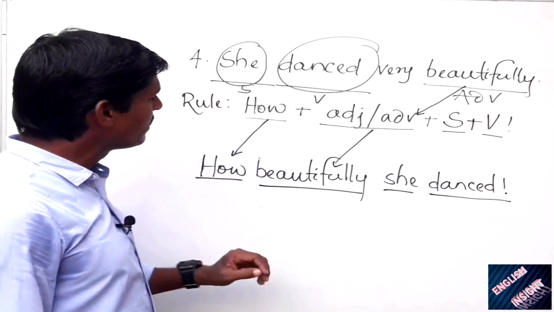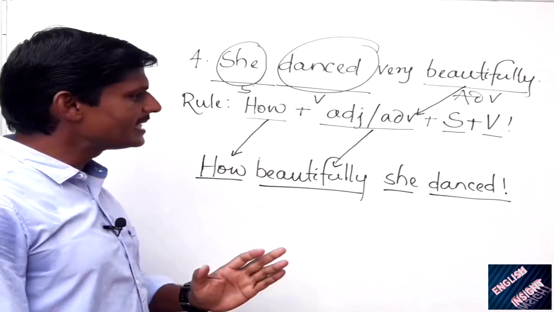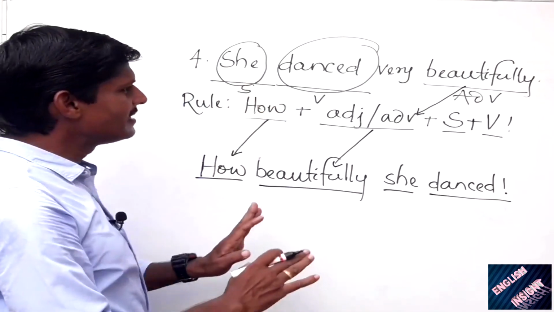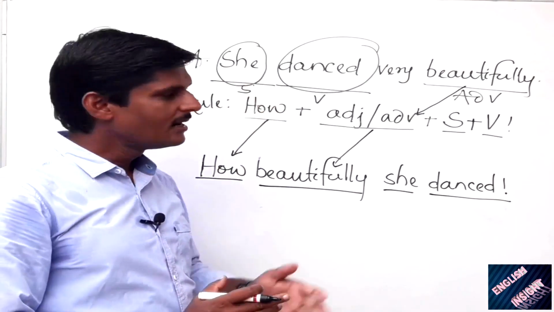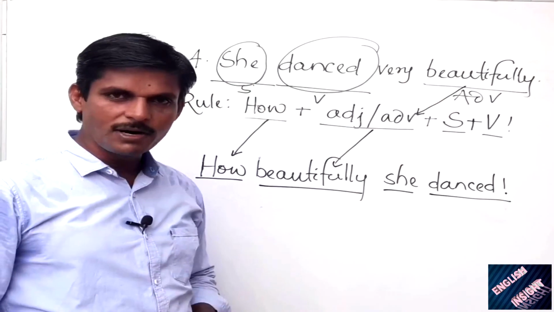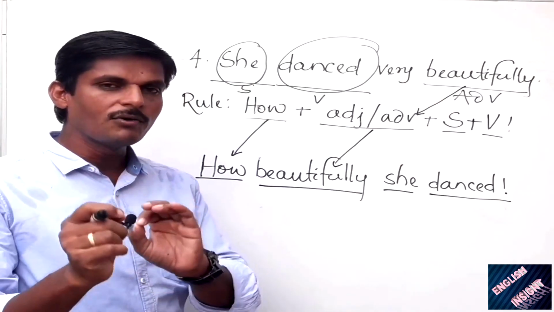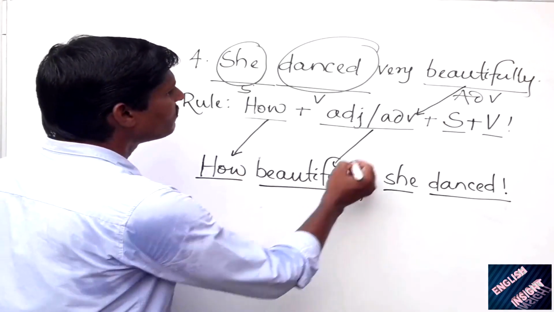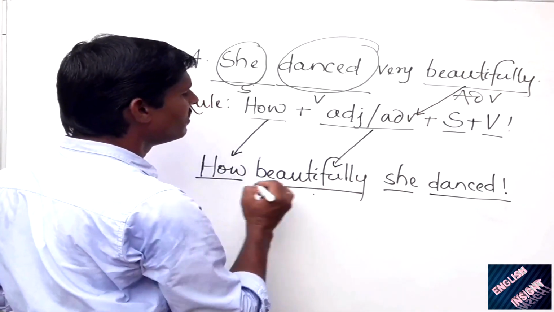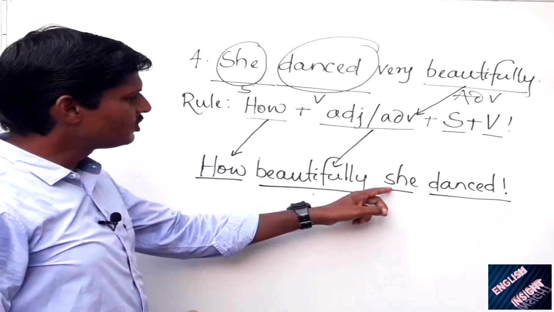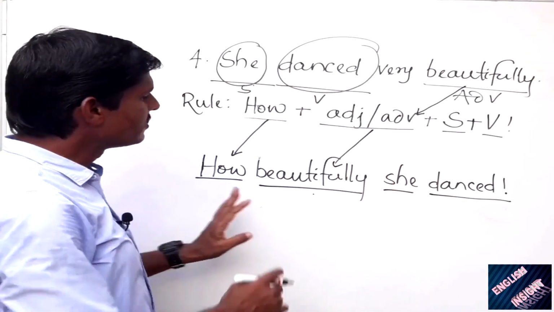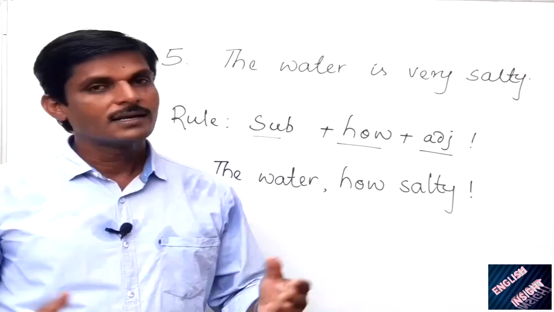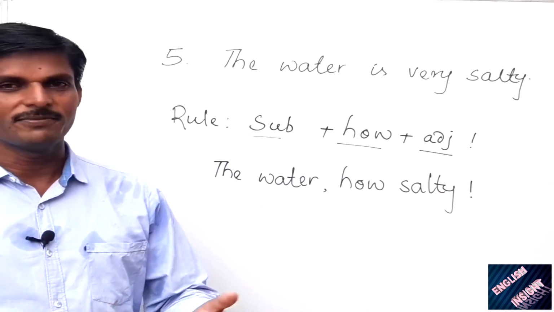Again I am telling you, the rule is how plus adjective or adverb plus subject plus verb. The declarative sentence is, she danced very beautifully. At the end of the sentence there is an adverb, so we should use how exclamation here. Rule number 4: how beautifully. Beautifully comes here, then the subject, she, and danced, the verb. So the sentence is: how beautifully she danced. It's rule number 4.